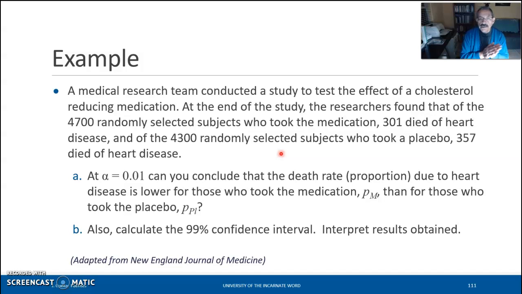So at a significance level of 0.01, we want to find out if the death rate, the proportion of people that died that took the medication, is lower than the proportion of people that took the placebo. And when I said the proportion, I'm referring to the death rate of those that took the placebo. And also we want to calculate the 99% confidence interval and interpret the results that we obtain.